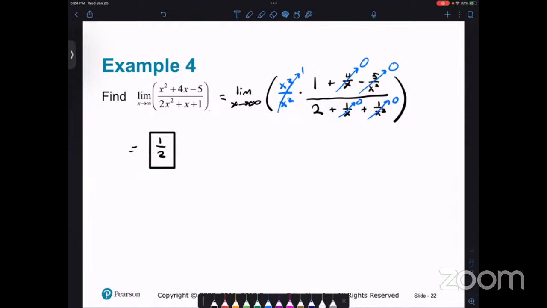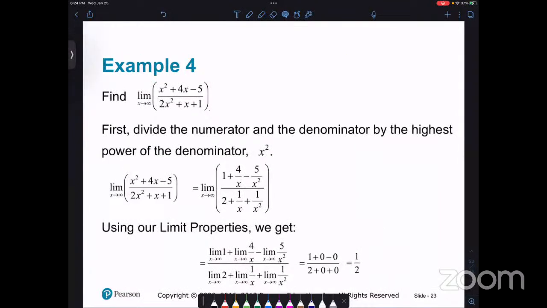Okay, so let's see, how do we do? First, divide the numerator and the denominator by the highest power, which is x squared, and so on. It looks like they did all the same things that we did, right? And they got the same result of 1/2. Okay, all right, let's keep going.